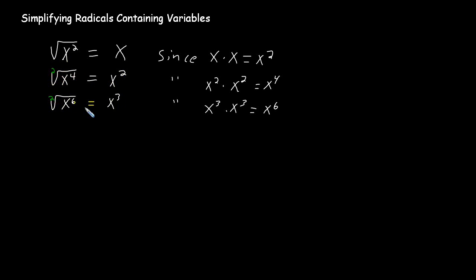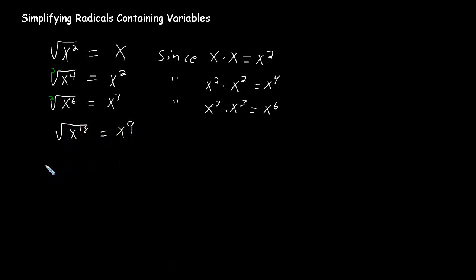half of the power. So if we have square root of x to the 18th power, that will equal half of 18, or 2 going into 18 9 times.